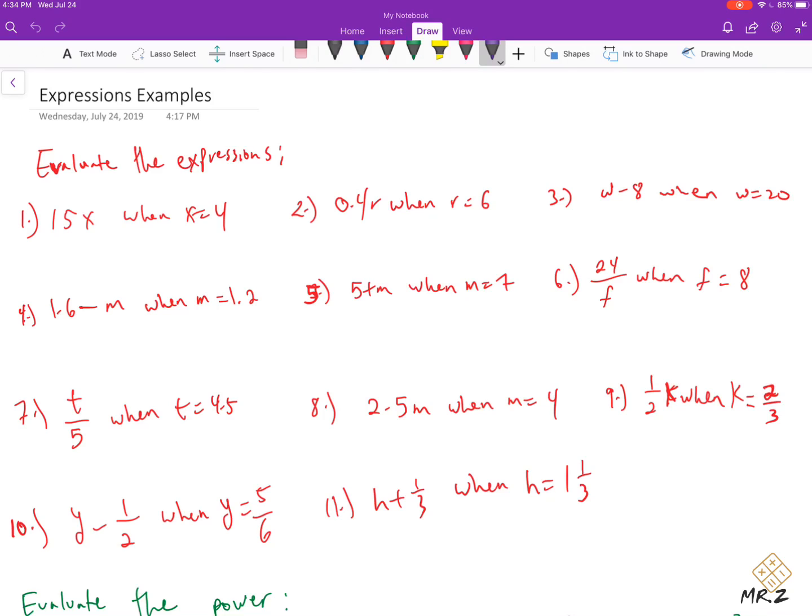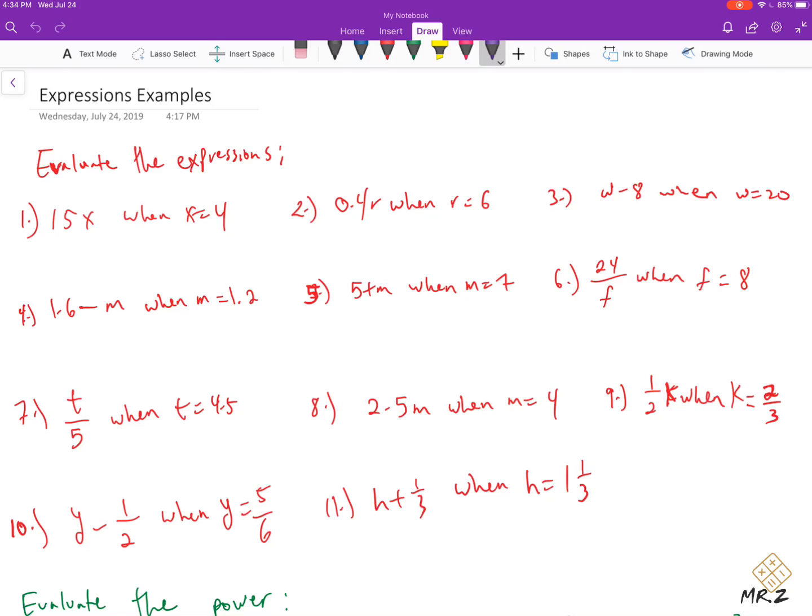Welcome back. This is just more examples for the first lesson that's already posted for this Algebra 1 course. I'll do a few more of those examples just to give you an idea of how we go about solving these expressions. Hopefully they can help.